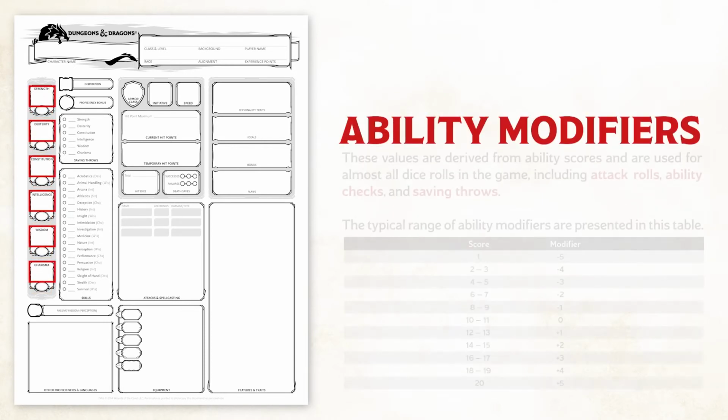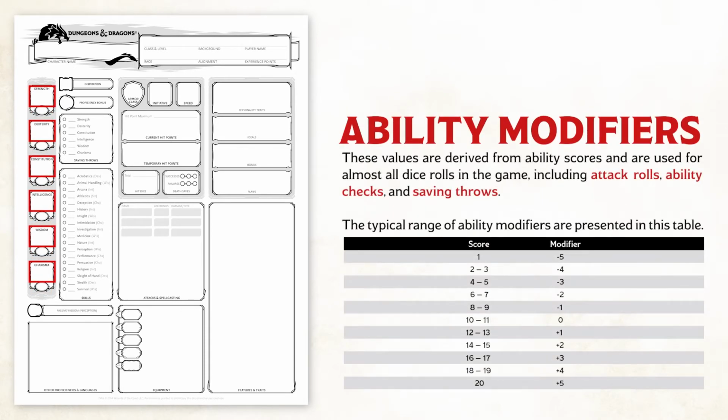Ability modifiers. These values are derived from ability scores and are used for almost all dice rolls in the game, including attack rolls, ability checks, and saving throws. The typical range of ability modifiers are presented in this table.